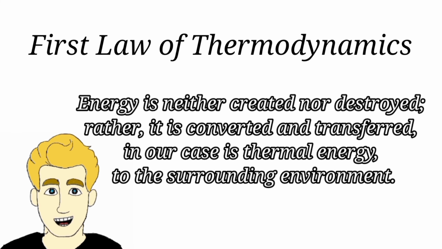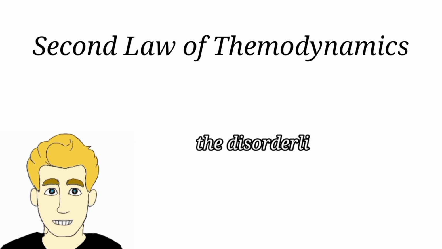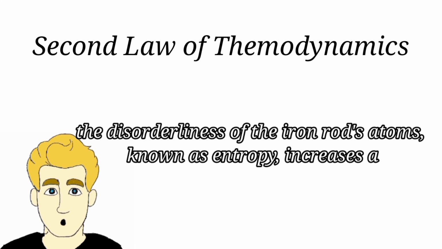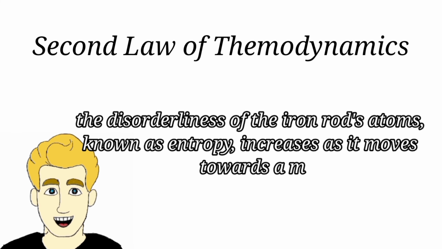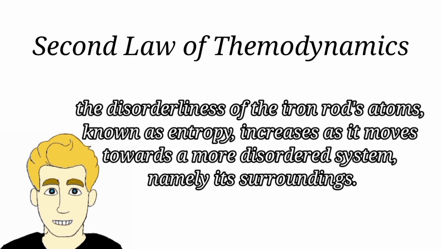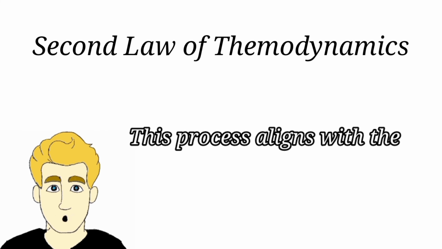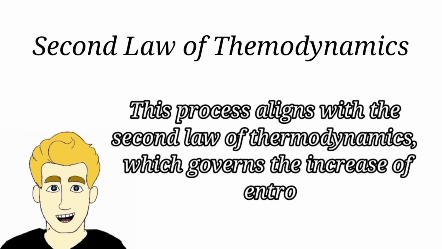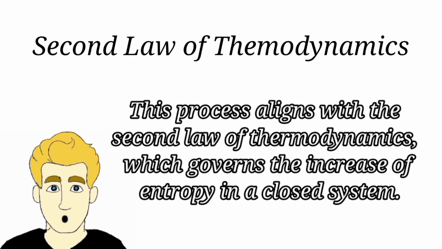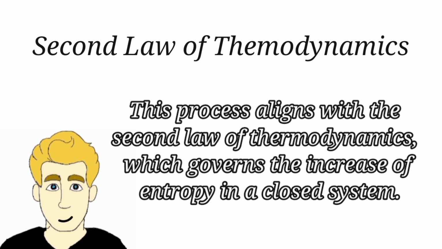Simultaneously, the disorderliness of the iron rod's atoms, known as entropy, increases as it moves towards a more disordered system, namely its surroundings. This process aligns with the second law of thermodynamics, which governs the increase of entropy in a closed system.